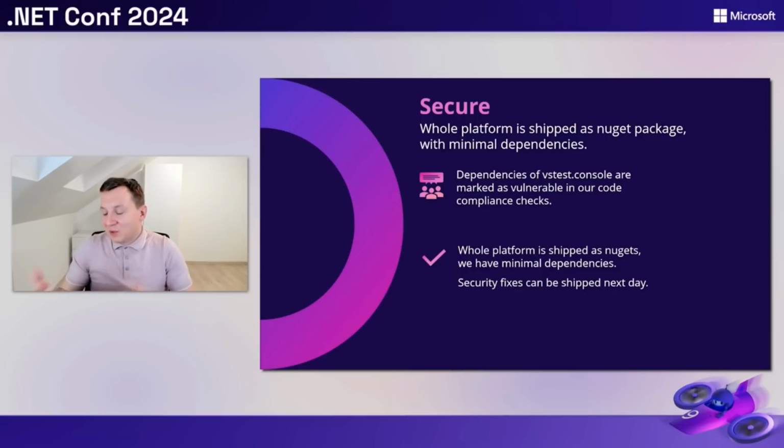And if we do have dependencies that are vulnerable, maybe in some extension, or if there is a problem found directly in the platform, we ship everything, the whole platform, as NuGet packages. So we can go to NuGet, mark it as having a security problem, and you will get a warning in your build. And also we can very fast ship fixes, maybe even the next day.